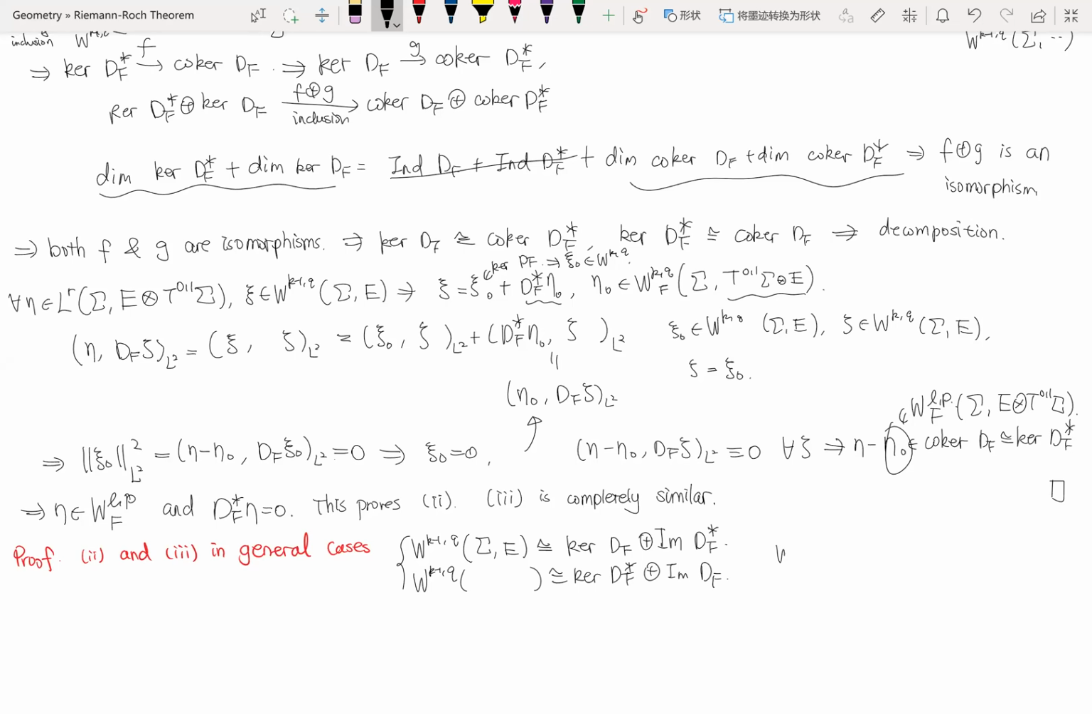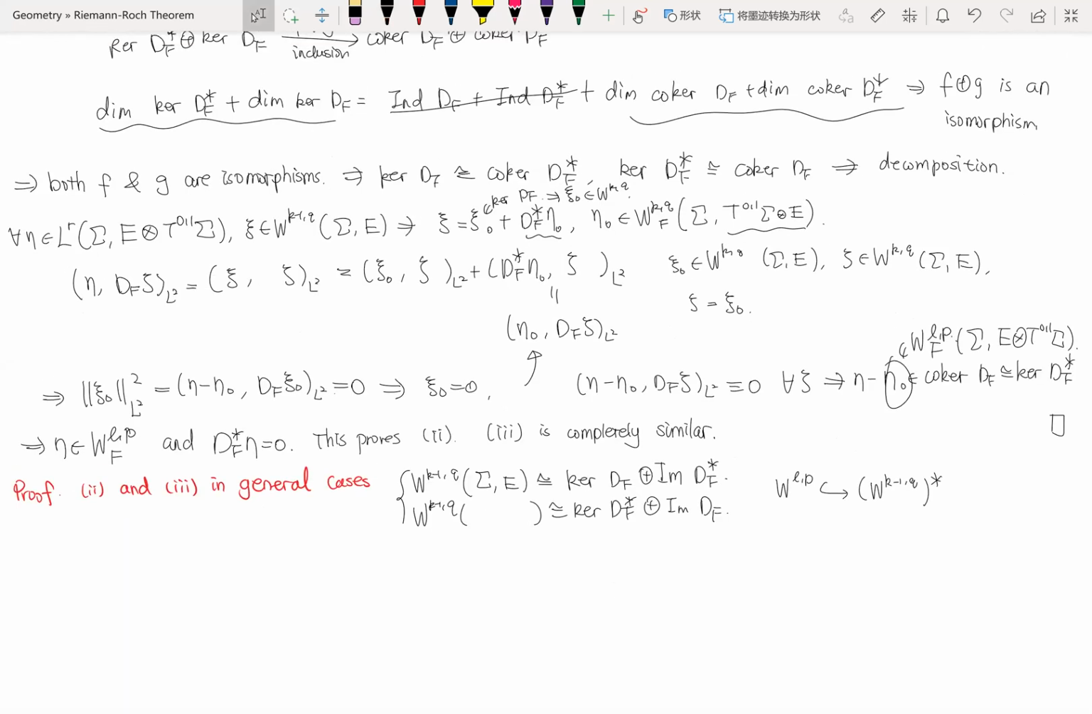But note that we have the embedding W^{1,p} embedded into W^{k-1,q}, the dual of W^{k-1,q}. So we have the natural inclusion of the kernel of D_F into W^{1,p}, and then into the dual of W^{k-1,q}. So we again have the fact that the kernel of D_F can be embedded into the cokernel of D_F star. And with the same procedure, we will obtain that the kernel of D_F is in fact isomorphic to the cokernel of D_F star.